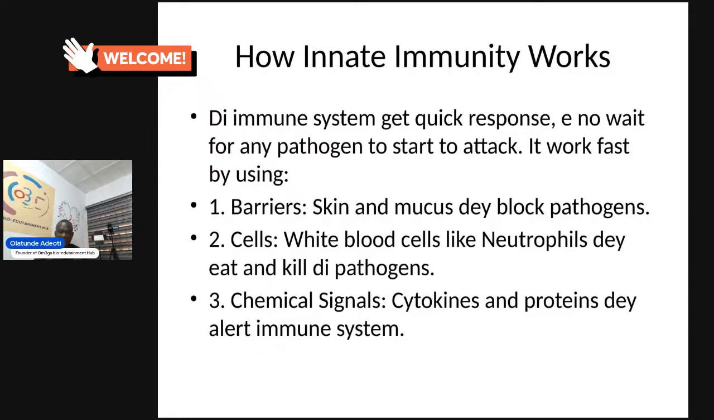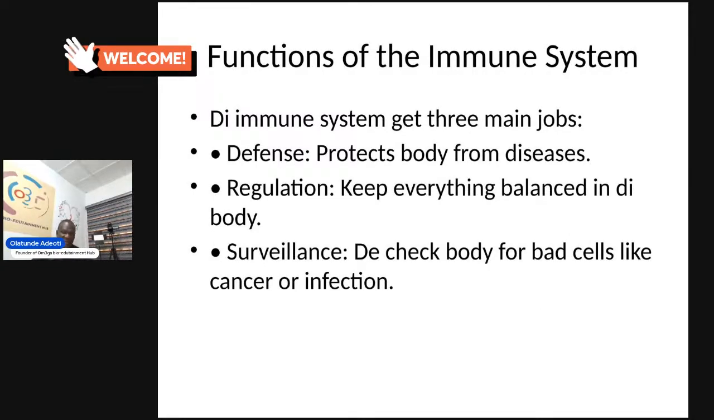And the innate immune system, I've actually given you the way they work, which include the skin, the mucus, the cell, and the chemical signaling that has to do with cytokines and interferon. And the function of the immune system is not only to defend, they also regulate. Apart from defense, they also regulate. Then another one is they are also involved in surveillance. That is, they are at alert at every time. So they dey check body for bad cell like cancer and other infection.